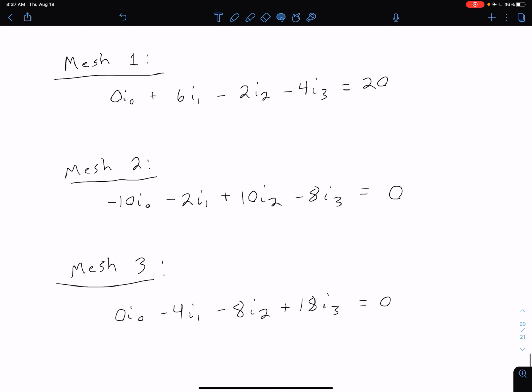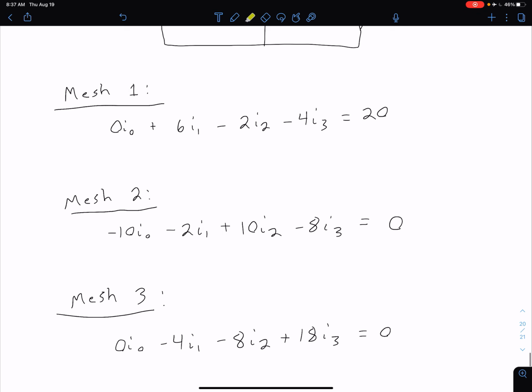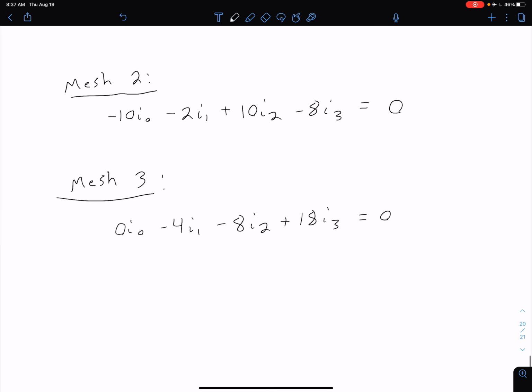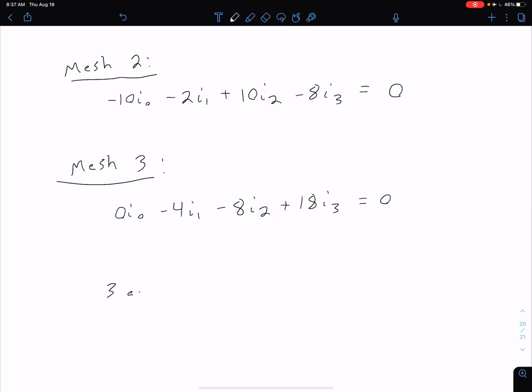Okay, so as we can see, now we have 3 equations, and we actually have 4 unknowns. So 3 equations, got ahead of myself there, with 4 unknowns, and so what that tells us is that we need one more equation.